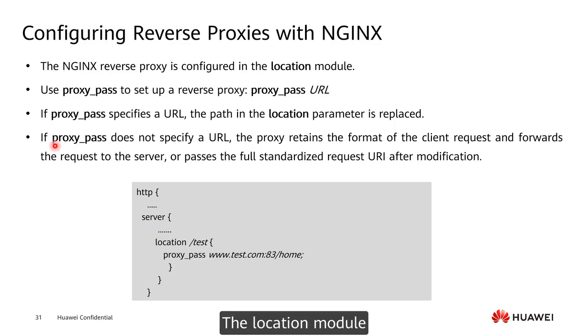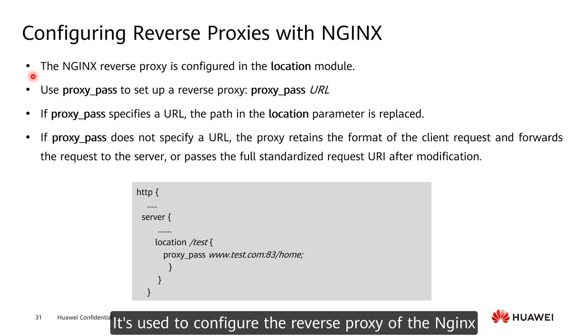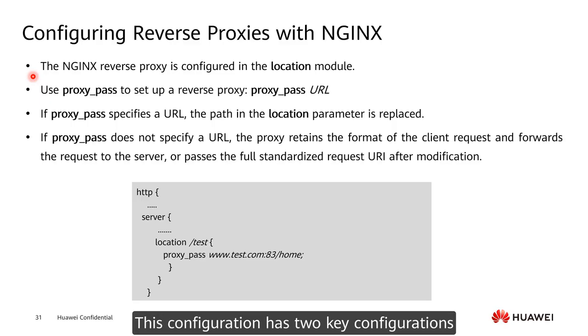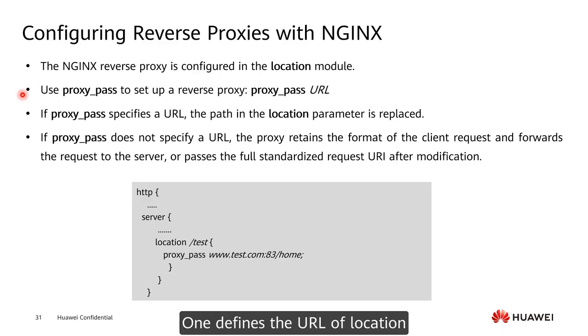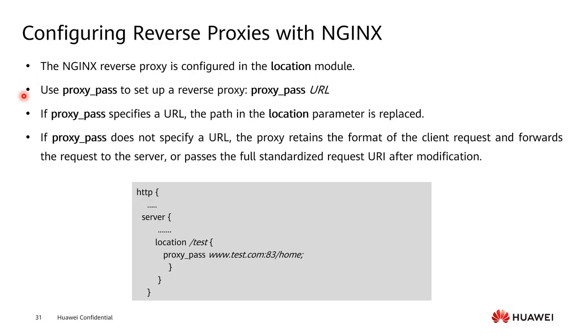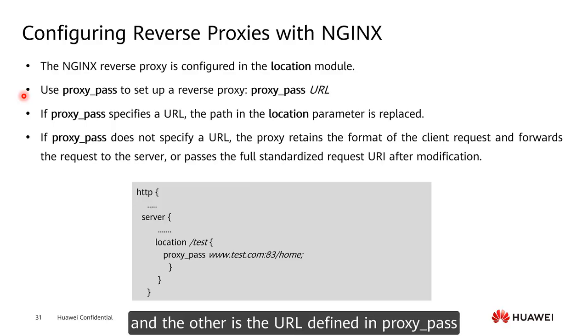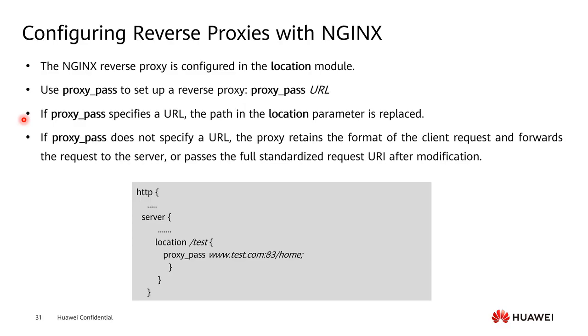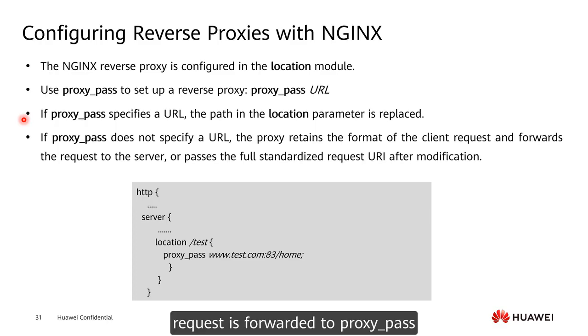The location module is used to configure the reverse proxy of Nginx. This configuration has two key parts. One defines the URL of location, and the other is the URL defined in proxy path. They interact with each other and eventually form a complete URL. The URL in location is used to match the URL sent by the user. If the matching is successful, the request is forwarded to proxy path.